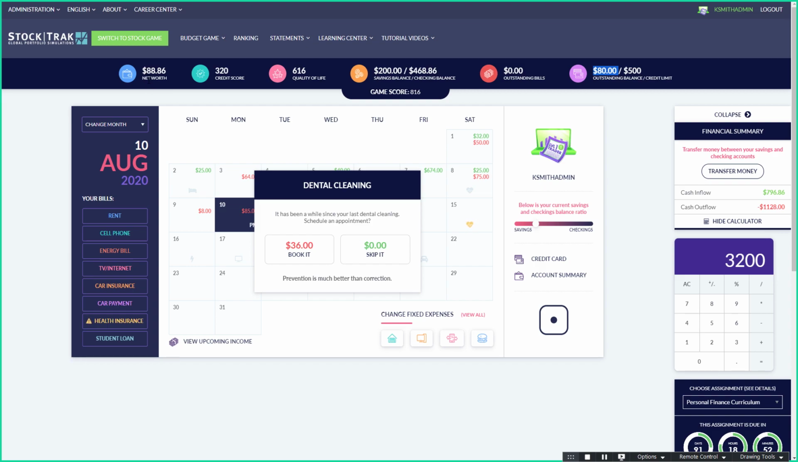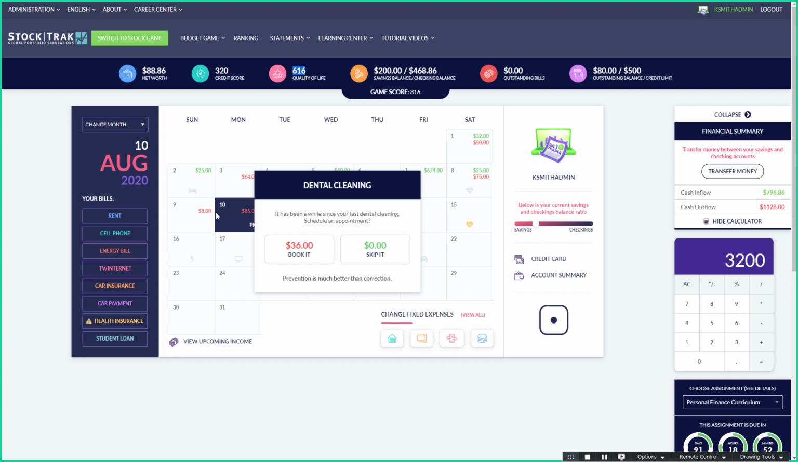Now, one important thing is that net worth in our game doesn't actually figure into the game score. Students build their game score by hitting their savings goals, so setting and hitting realistic savings targets, using their credit card responsibly and building up their credit score, and building their quality of life.